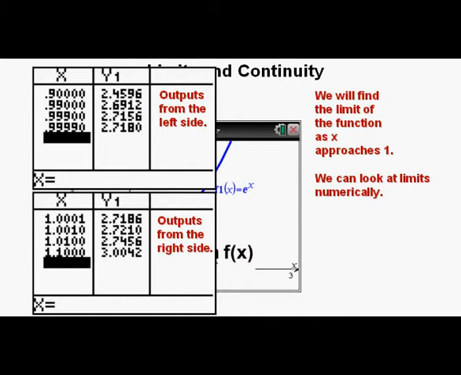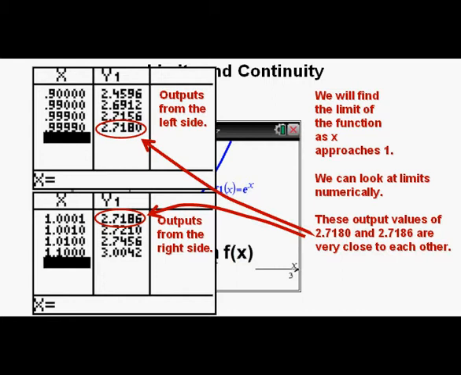So these output values, while not exact, are going to be very, very close to the actual limit of this function as x approaches 1. As we get closer to 1, we will get closer and closer to the limit, which will improve in accuracy as we use more and more decimal places. From the left side, the closest value we have to the actual limit is 2.7180, and from the right side, the closest value we have to the actual limit is 2.7186.